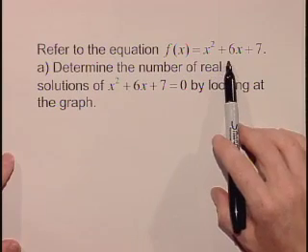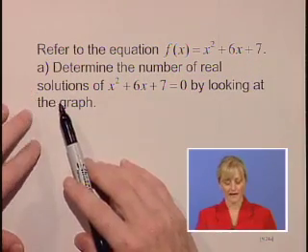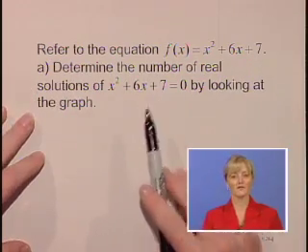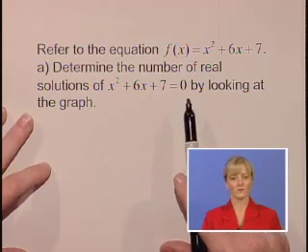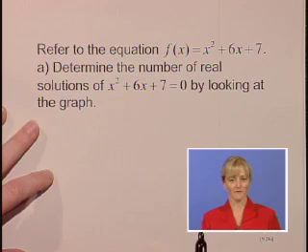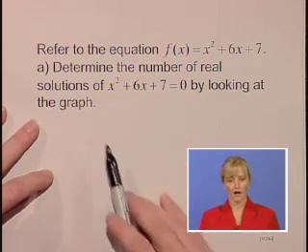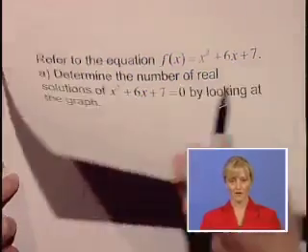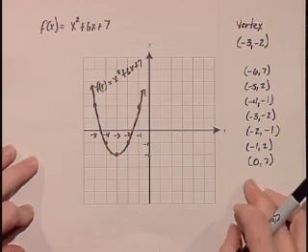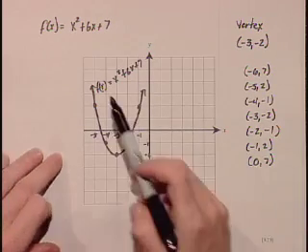Refer to the equation f of x equals x squared plus 6x plus 7. Part A asks us to determine the number of real solutions of x squared plus 6x plus 7 equals 0 by looking at the graph. So we're looking for how many times our graph will cross the x-axis. Let's take a look at our graph and count how many times our smooth curve crosses the x-axis.